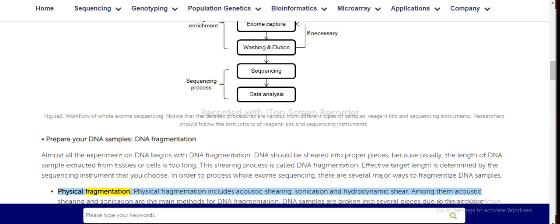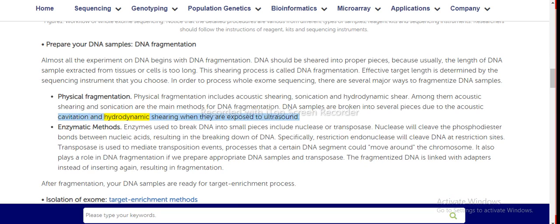Physical fragmentation. Physical fragmentation includes acoustic shearing, sonication, and hydrodynamic shear. Among them, acoustic shearing and sonication are the main methods for DNA fragmentation. DNA samples are broken into several pieces due to acoustic cavitation and hydrodynamic shearing when they are exposed to ultrasound.